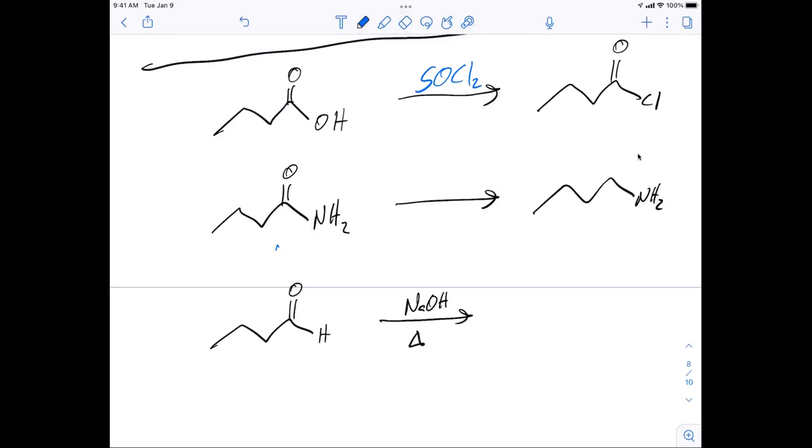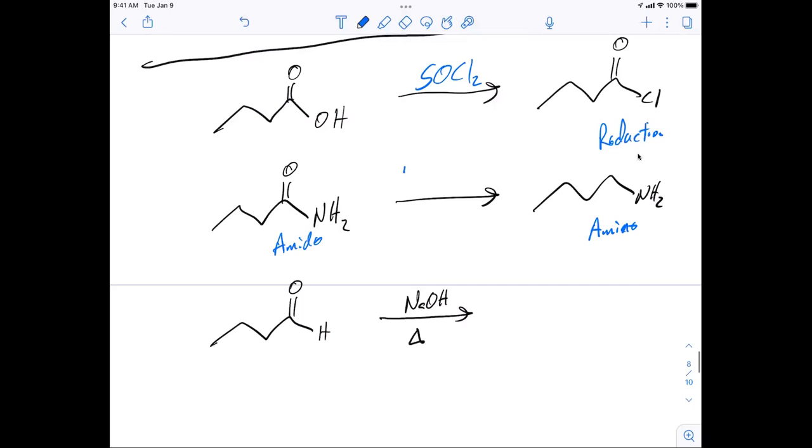The next one, we're going from an amide to an amine. This is a reduction, so to reduce we want a reducing agent. Lithium aluminum hydride works for this one. Sodium borohydride would not work. So for our acid derivatives, we need the lithium aluminum hydride.